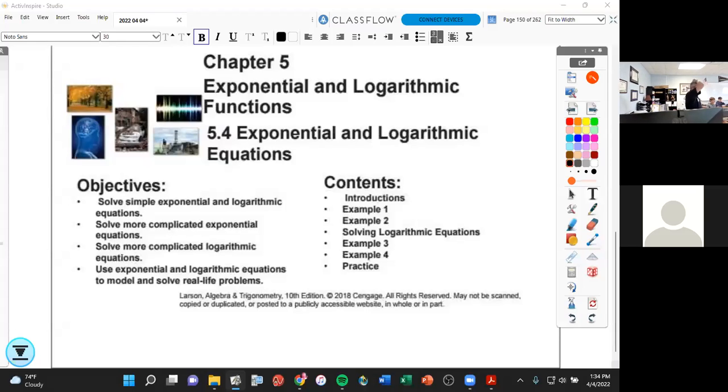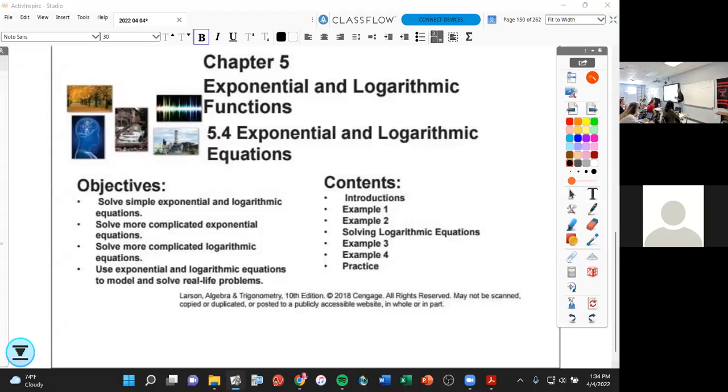5-4 exponential and logarithmic equations. Notice objective number 1. What's it say? Solve what? Simple. I told you everything we do in class is simple. Solve. We're not on that line yet. Solve simple exponential and logarithmic equations.